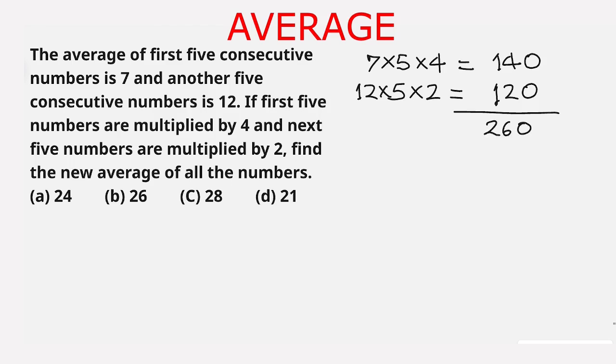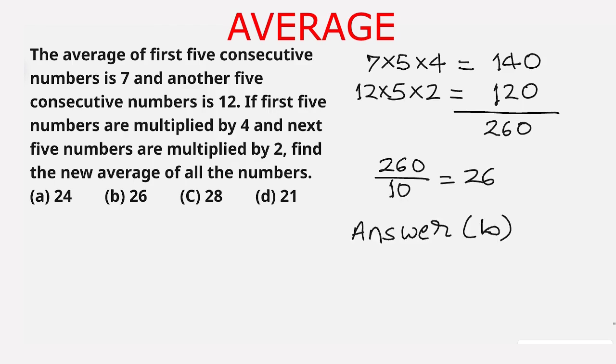Now we can easily find the average of these 10 numbers, and that will be 260 divided by 10 equal to 26. And from the given options, the answer is option B, 26. This was a very easy question. I hope you have understood the method of solving such type of questions. We go to the next question.